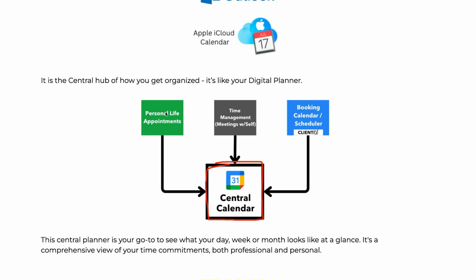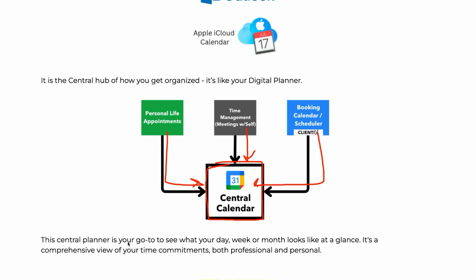So your personal life appointments are going to go on your central calendar. You're going to have your time management, your meetings with yourself, your lunch, your workout, maybe even sometimes if you're organizing your time throughout the day, if you have projects to do, that's going to go on your central calendar as well. And then also your booking calendar scheduled appointments are also going to go on your central calendar.